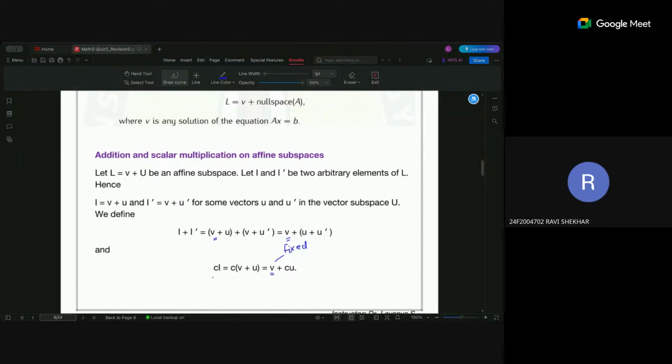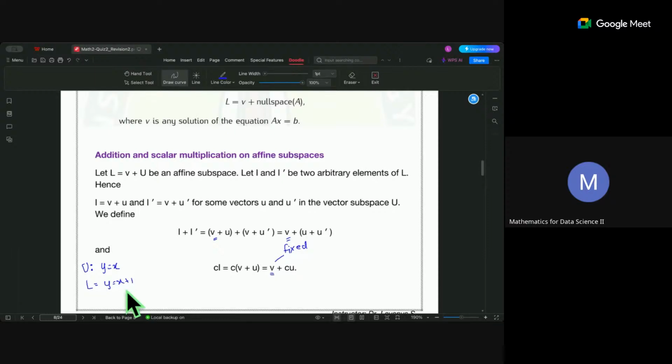Ma'am, can you please repeat once? See, suppose I have this set y is equal to x as my U. Let us say this is my U, the subspace, the line passing through the origin. And let us say my L is y is equal to x plus 1. Now how are we going to add two elements? How does any element in this space look like? Can you tell me?